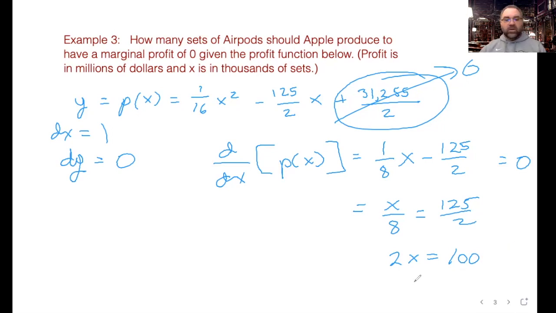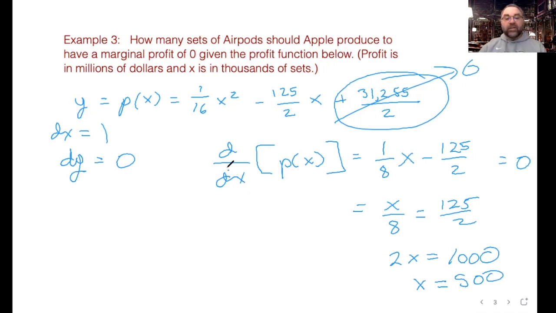So x should be, oh gosh, I forgot a 0. Sorry. So let's see, profit is in millions of dollars and x is in thousands of sets. So we should sell 500,000 sets of AirPods to maximize our profit. Okay, in other words, make the differential in profit equal to 0.